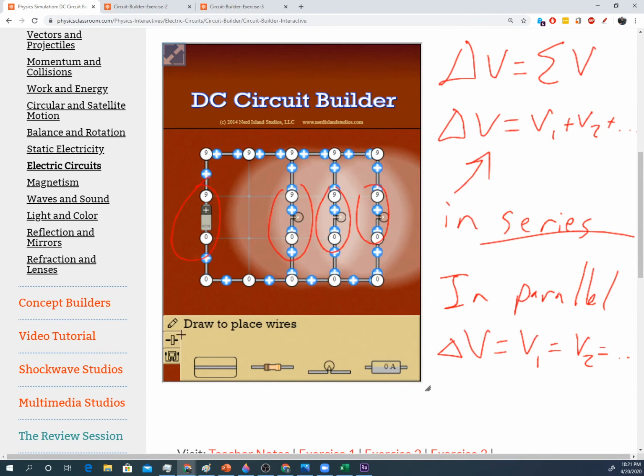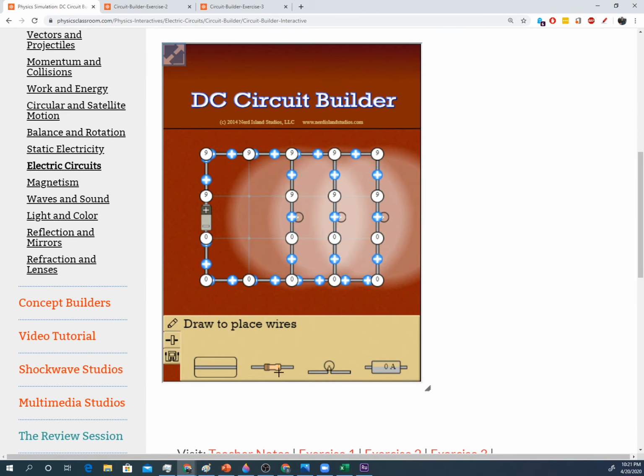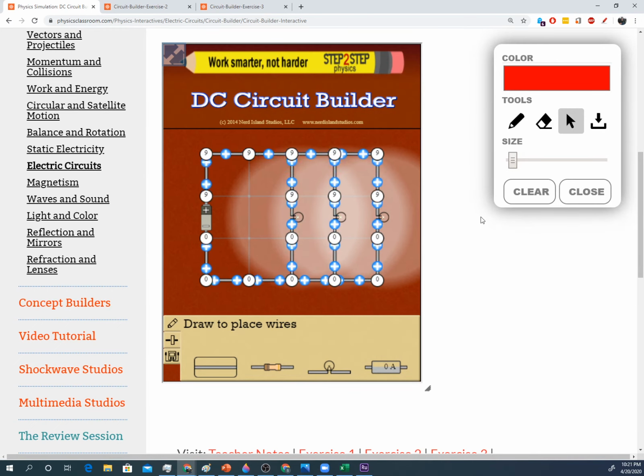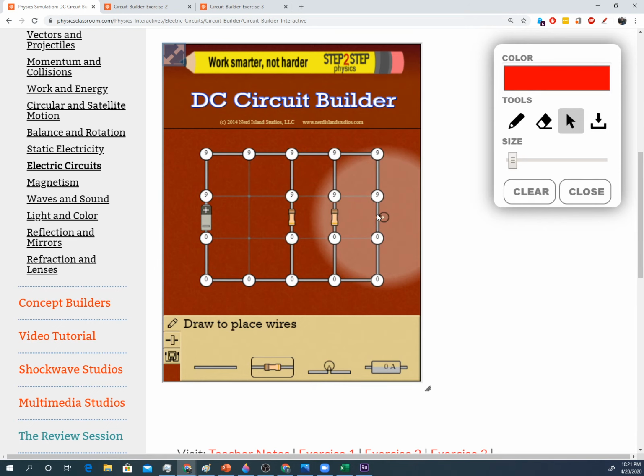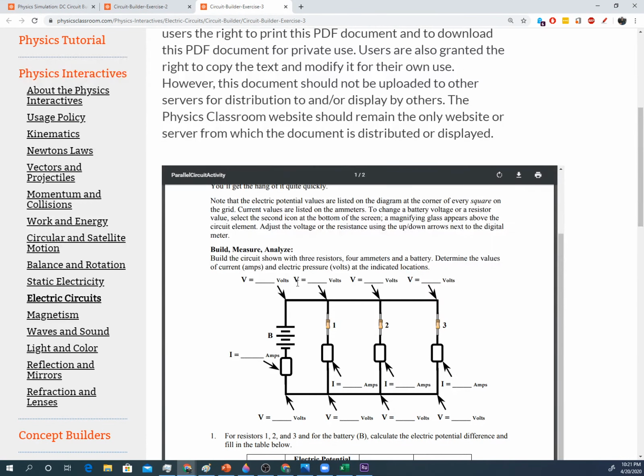So for this, a couple things to know. I'll do the parallel first, just because right now that is what I have the circuit set up for. I'm going to take the light bulbs out and I'm going to replace them with resistors. In the interactive then, you're going to measure the voltage drop and the current that goes through each location. Now, I do think that probably the easiest way is to go ahead and put the amp meter in these locations where the boxes are located.